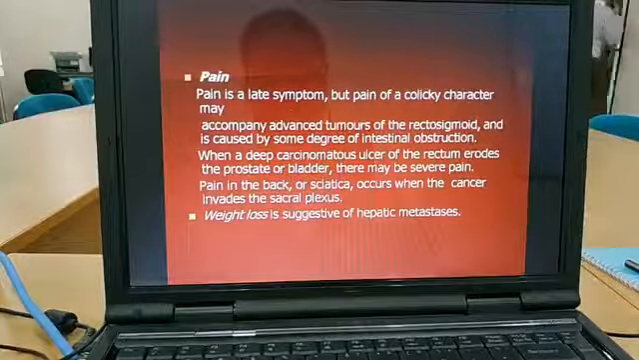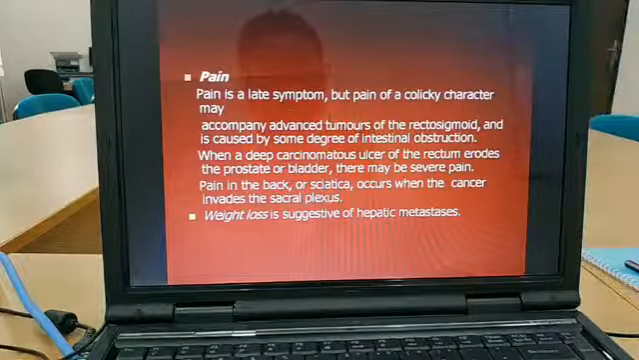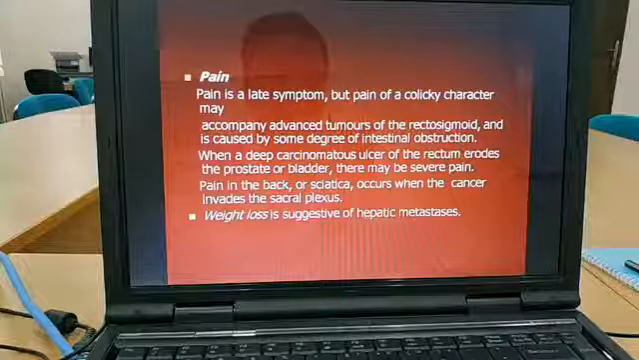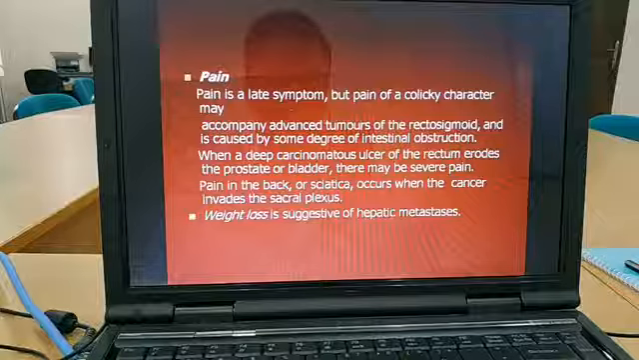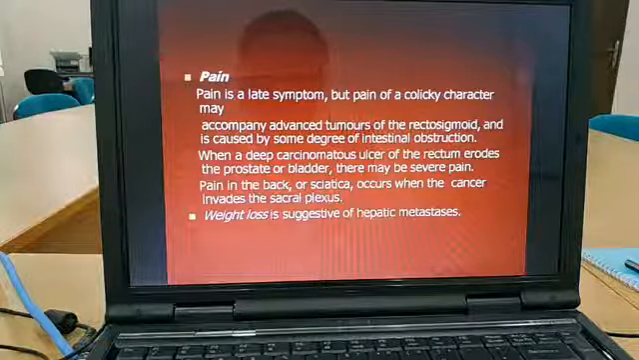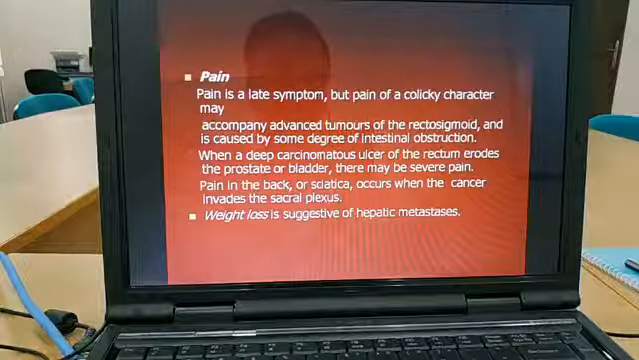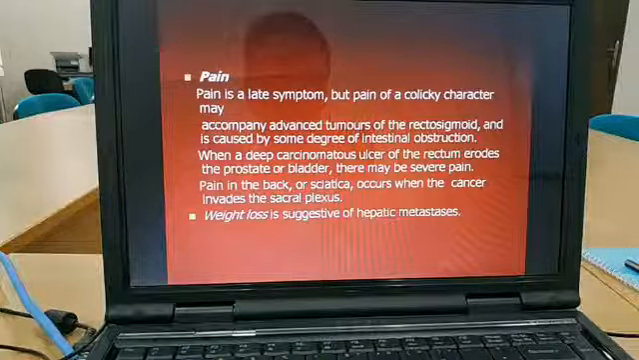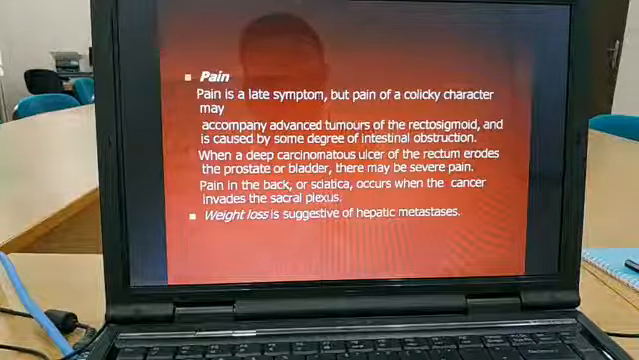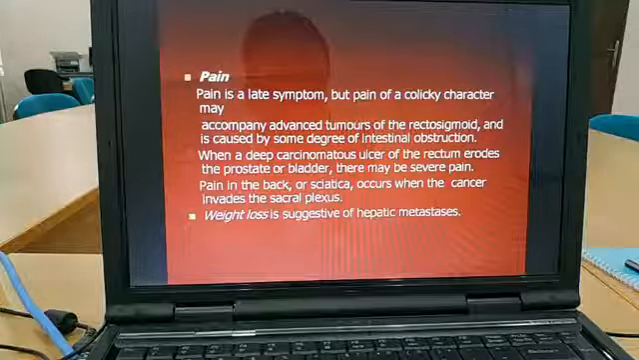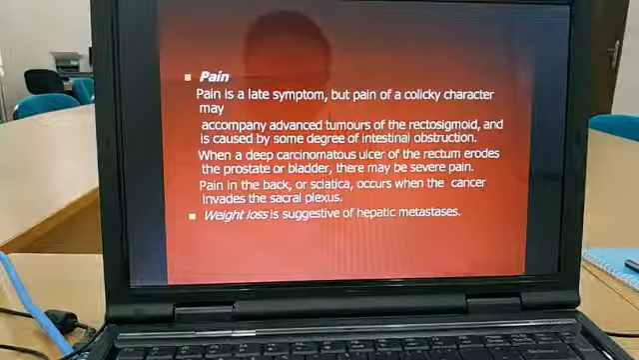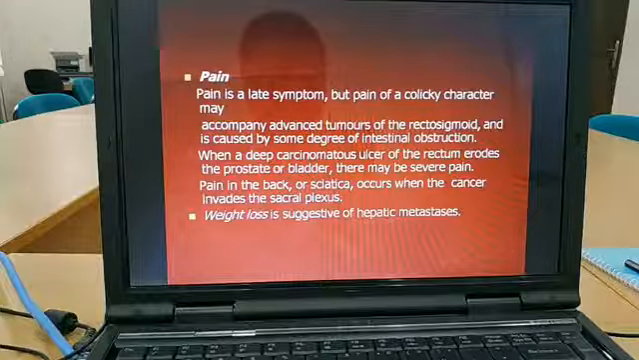Another complaint or symptom is pain. In malignancy all over the body, pain is a late symptom, but pain of colicky character may accompany advanced tumors of the rectosigmoid junction, and it is caused by some degree of intestinal obstruction. What is the cause of pain here? If the tumor is of the tubular or annular variety, it may cause a type of intestinal obstruction, so the patient will develop colicky pain. When a deep carcinomatous ulcer of the rectum erodes the prostate or bladder, there may be severe pain in the back, or pain like sciatica occurs when the cancer invades the sacral plexus.